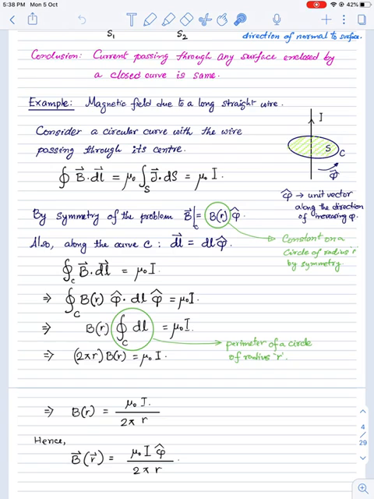This loop is in the xy plane, and the center of this loop coincides with the point through which the wire is passing. Okay, so that is my loop. Now if we take this loop and make an ansatz for the magnetic field, the magnetic field is a function of r.